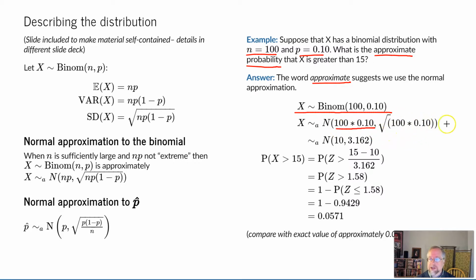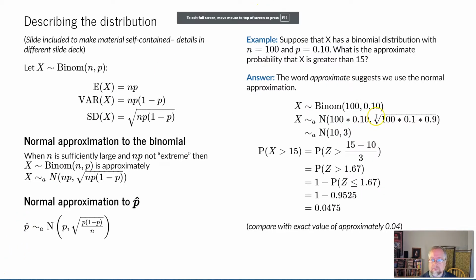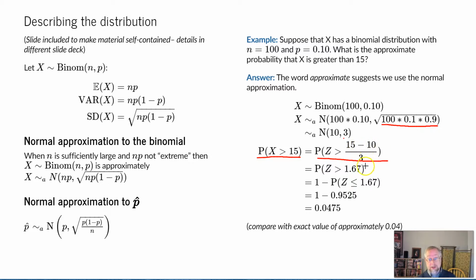The standard deviation is the square root of, oops, it looks like I'm missing a term here. Let me pause. There we go, that's a little bit better. I was missing a term in there. So we're taking the square root of n times p times 1 minus p. That comes out to being 3. So x is approximately normal with a mean of 10 and a standard deviation of 3. So the probability that x is greater than 15 is the probability that z is greater than 15 minus 10 divided by 3, right? Because this is now a z-score question. This is now a normal distribution question.